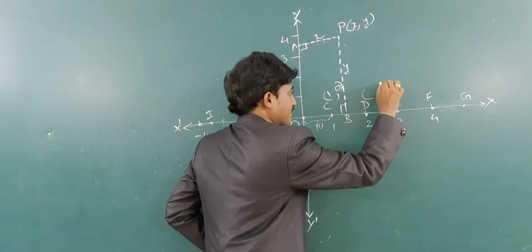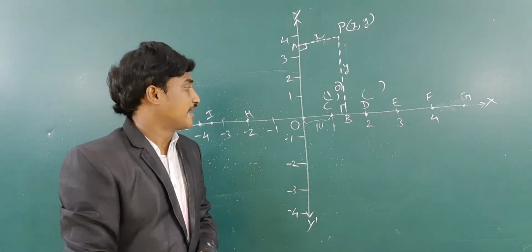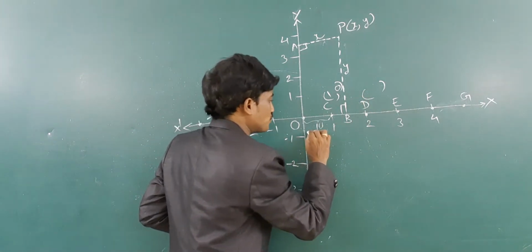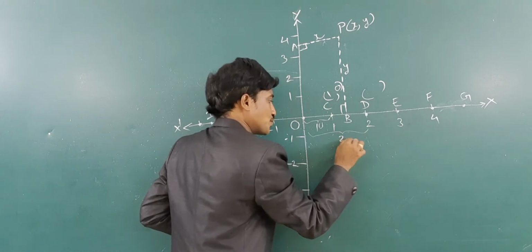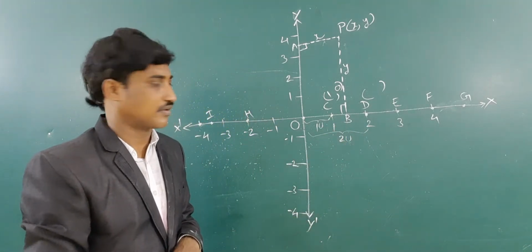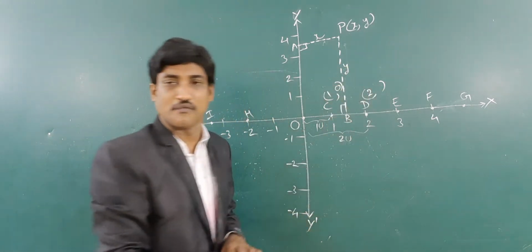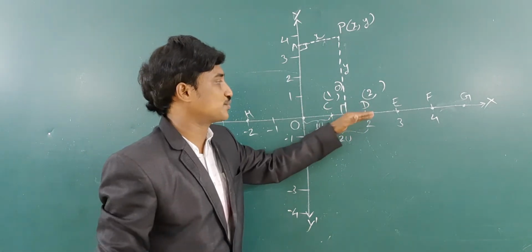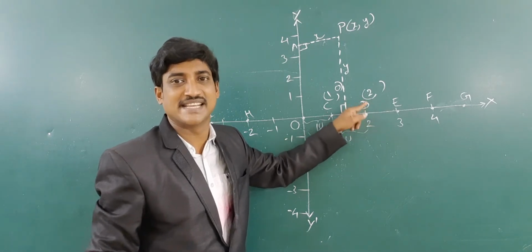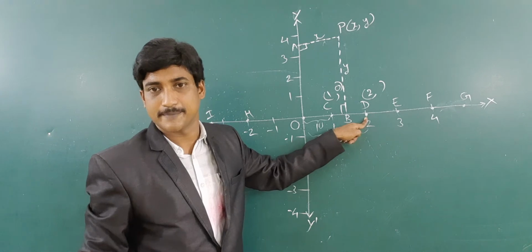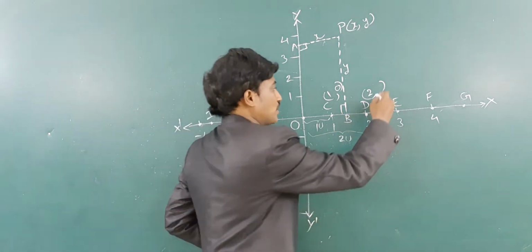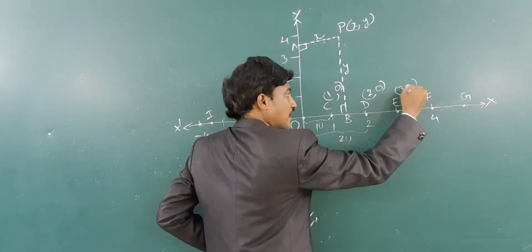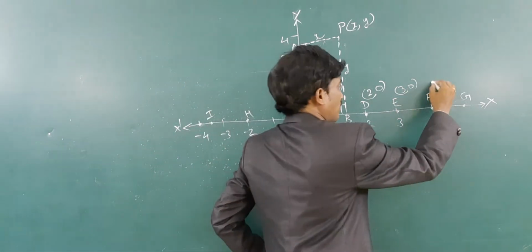Let us see the point D at 2. The perpendicular distance from the y-axis to the given point is the x coordinate, so O to D the distance is 2 units, and we can write the x coordinate as 2. What is the y coordinate? The y coordinate means the distance from the x-axis to the given point, that is, D to D. As D is already on the x-axis, the distance from D to D is 0, so the y coordinate is 0. Likewise, the coordinates of E are (3, 0), and then (4, 0).